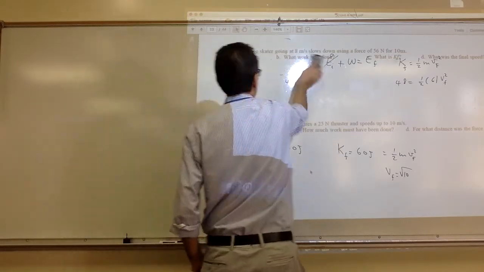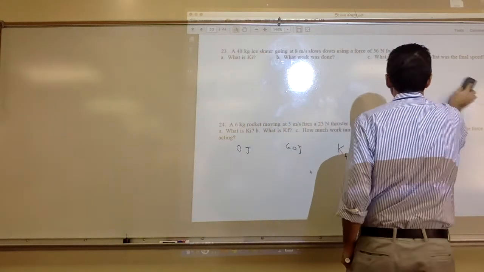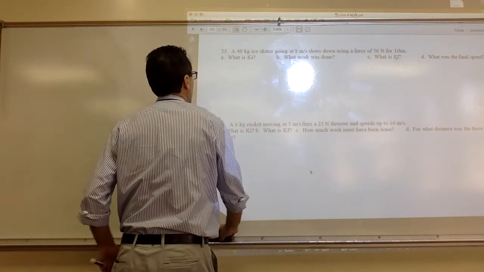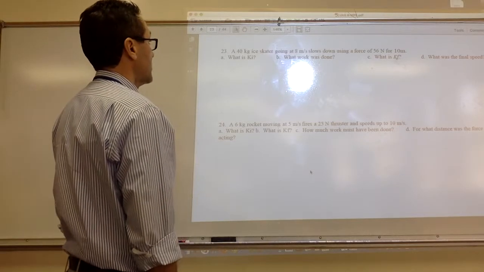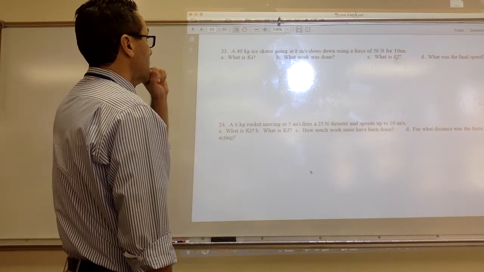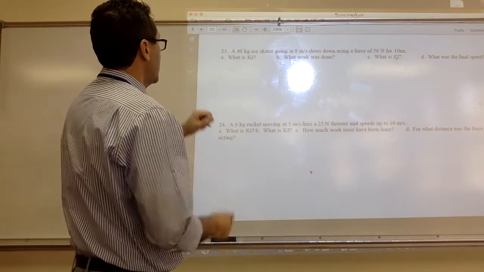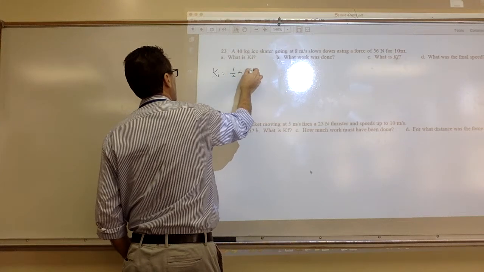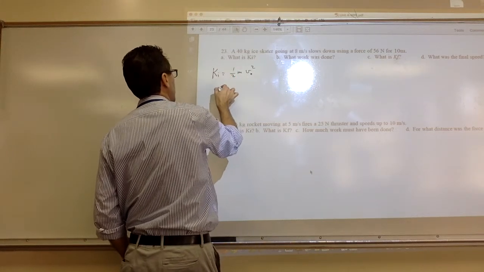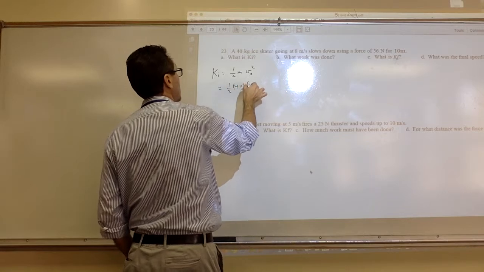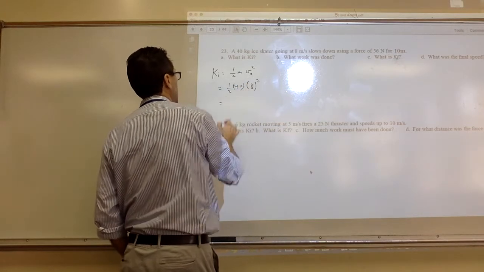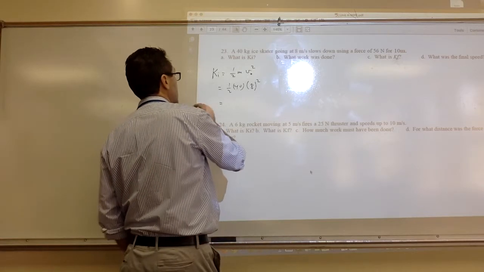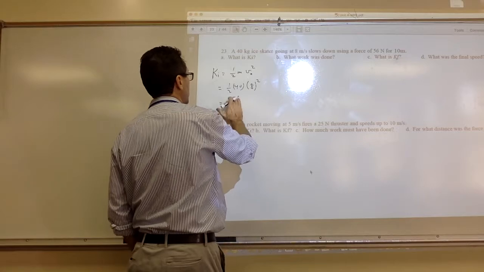Okay, number 23. A 40 kilogram ice skater going at 8 meters per second slows down using a force of 56 newtons for 10 meters. What is the initial kinetic energy? Now, the initial kinetic energy is 1/2 m, the initial velocity squared. That's 1/2 times 40 times 8 squared, and that should be 20 times 64.